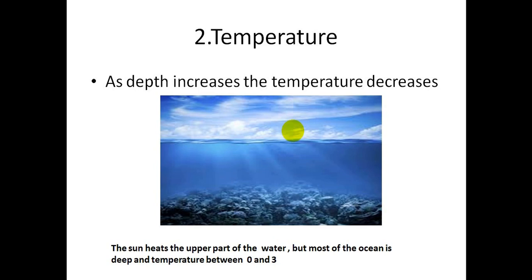The bottom is very cold, and maybe you tried this before while diving or snorkeling or even in the pool. When you go deeper, the water gets colder, right? But on the top layer or near the beach, you will find the water is warm. So this means that the sun heats the upper part of the water, but most of the ocean is deep and the temperature is between 0 and 3 Celsius. This means that sometimes at the bottom of the ocean, the temperature can reach 0, which is very, very cold, like freezing.